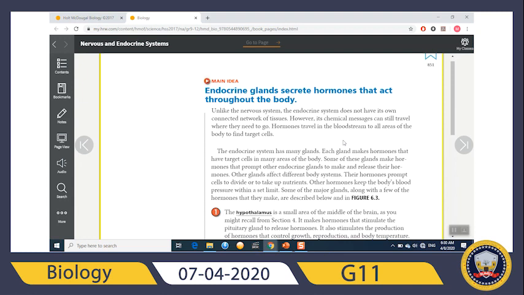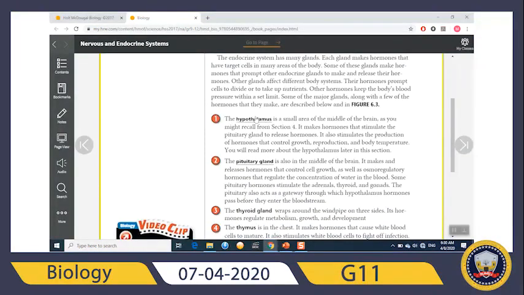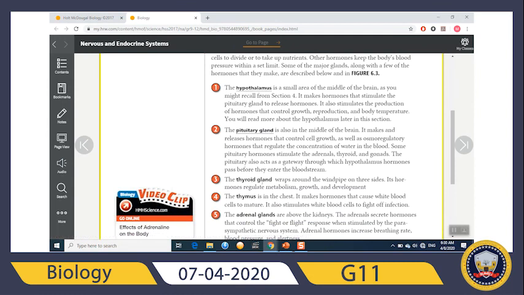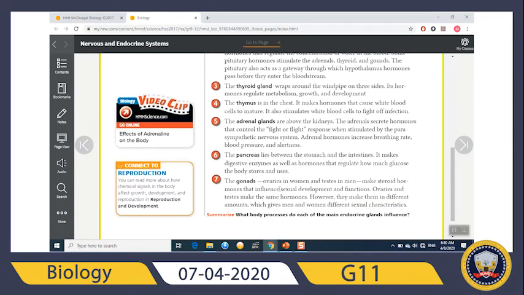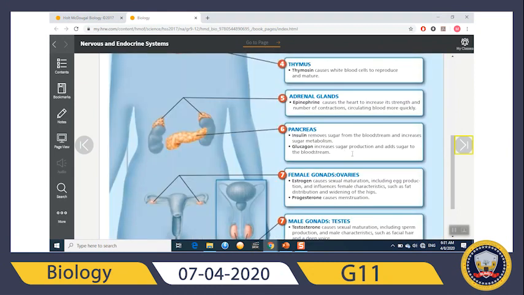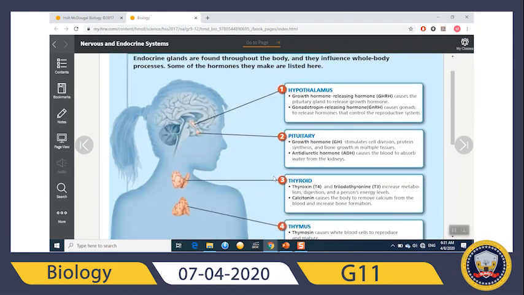Now we will learn about the glands and the hormones that these glands are responsible for producing. We have the hypothalamus, pituitary gland, thyroid gland, thymus, adrenal gland, pancreas, gonads. Now, let me show you the figure and explain it on the figure.